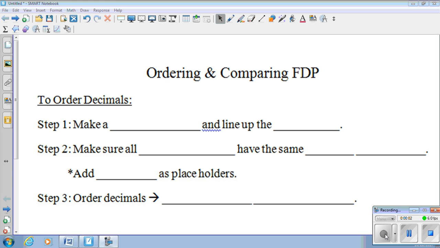Alright, today we are going to go over ordering and comparing FDP. You guys kind of know a lot about this already, but I just want you to have some notes, and I want you to have a little bit more of a basis. So before we get into FDP, we're just going to review how you order decimals, because in order to order FDP, you're going to have to either change your numbers to decimals or percents.